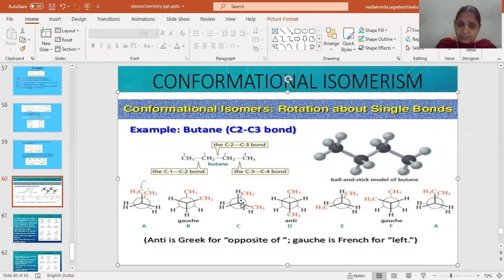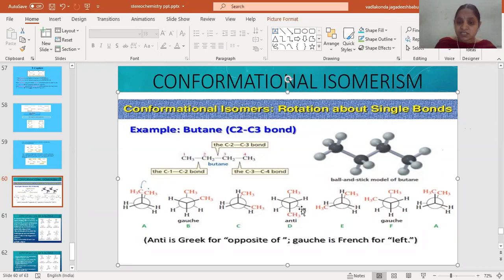Here again, this C isomer, when we rotate the front carbon groups by 60 more degrees, we will get the anti form. In this anti form, if you observe, the two methyl groups are exactly opposite, meaning they are 180 degrees apart from each other. So this is known as the staggered form or anti form. This is the most stable form among all the conformational isomers of n-butane.